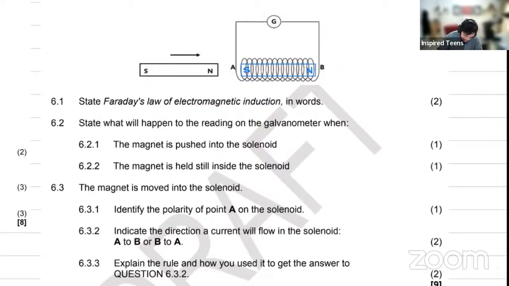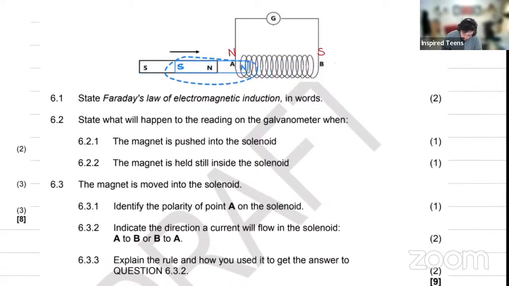When it's moving towards, we know the solenoid will be set up in such a way to oppose the change. So a North Pole is set up here to push the North Pole away, and it stays like that. The magnet is moved into the solenoid, it's moving towards, not moved out of the solenoid. When it's moved out of the solenoid, it's moving away. I hope that explanation makes sense. Moving into the solenoid means moving towards, moving out means moving away. And then you follow Lenz's law accordingly.